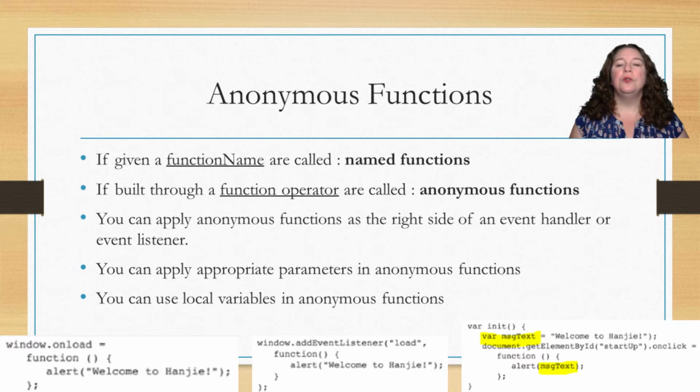You can also use local variables in anonymous functions. The last of the three examples here, we have a function initialize, and then we have a message text that's a local variable inside of our function init. Inside of init, we have an on-click event handler, and that on-click event handler says function, and it uses the message text that was local inside of our code. So we can run the alert against that code. So those variable options are available as well.